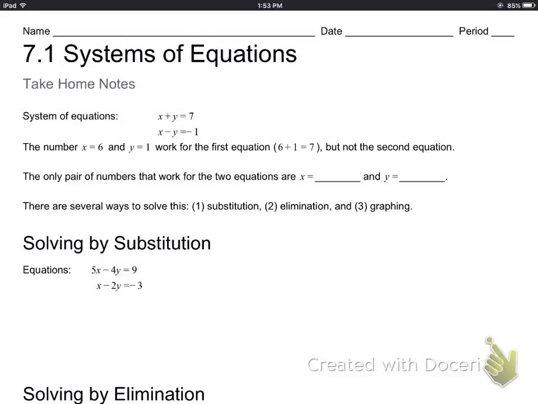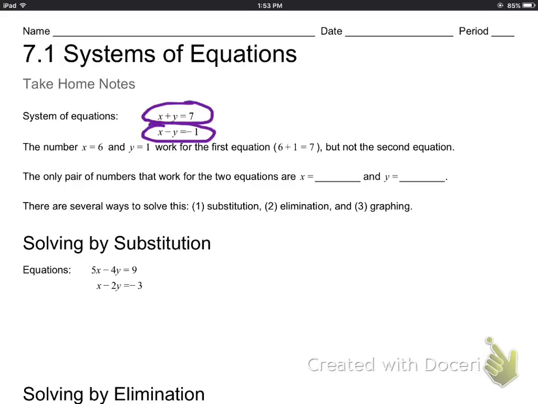Hey everyone, right now we're going to learn about systems of equations and how to solve them. So let's get started. First thing I want you to see is I've given you a system of equations. What it involves is two equations that, in this case, have two variables. So x and y are two variables.